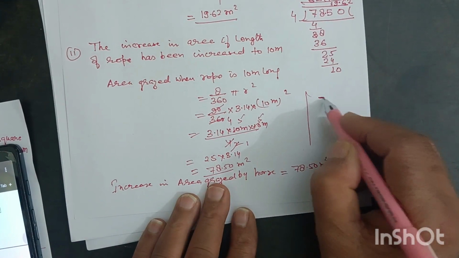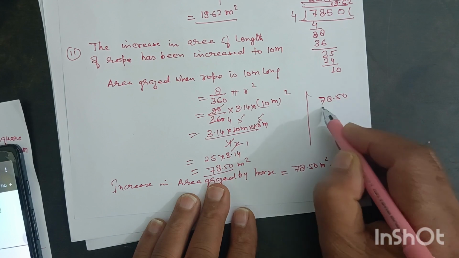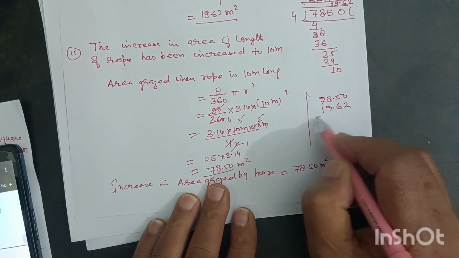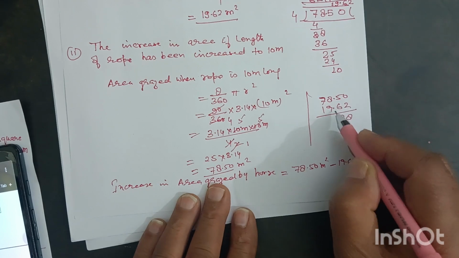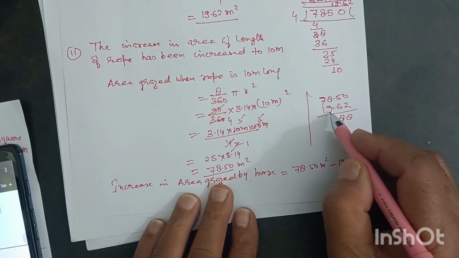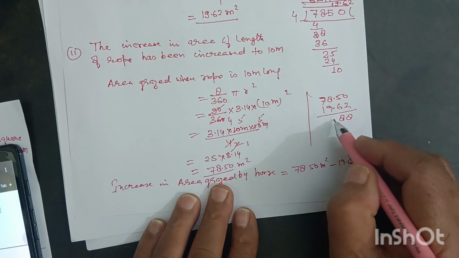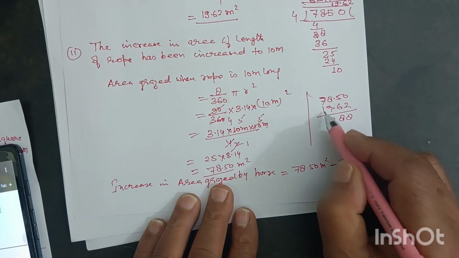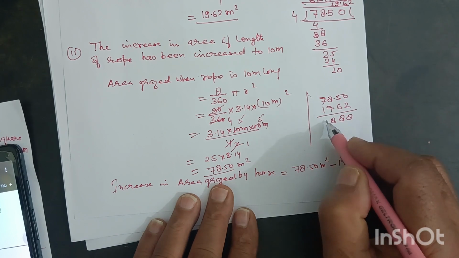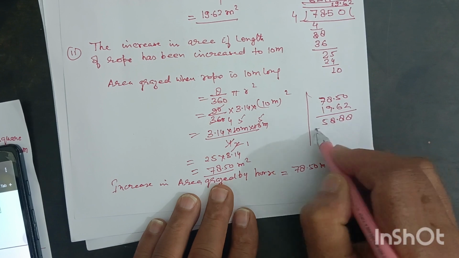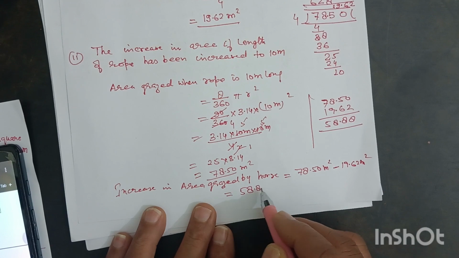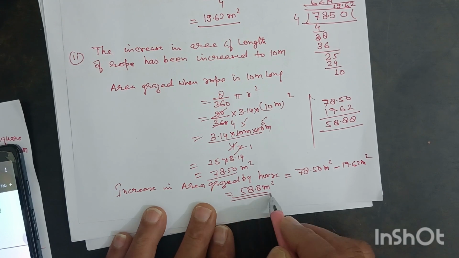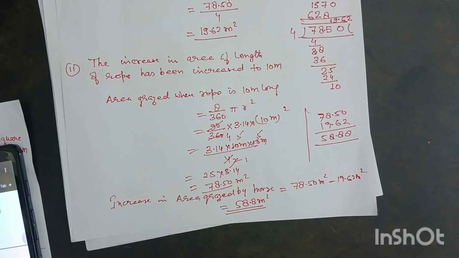Here 78.50, 19.62. This is 8, 14 minus 6, 8 and 17 minus 9, 8 and 6 minus 1 is 5. So the area will be 58.88 meter square. This is the one way to find the area increased.